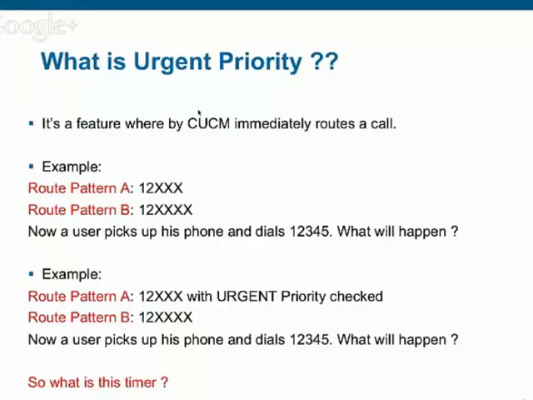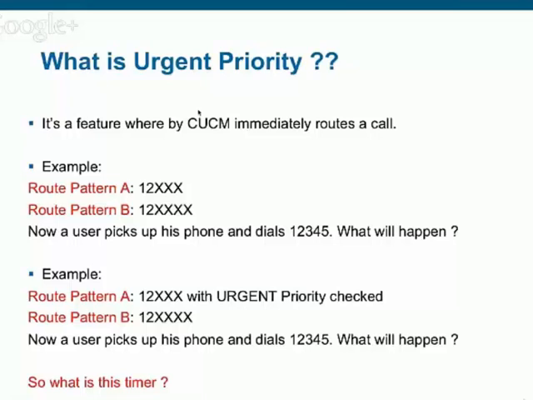This is the timer which CUCM kicks in, which is called the T302 timer, which is by default 15 seconds. So what happens is that when you dial 1, 2, 3, 4, 5 in the first example that's shown on the screen right now, CUCM will wait for 15 seconds for you to enter any extra digit, so that it can be sure that you did not wish to dial 1, 2, 3, 4, 5, 6. You are sure that you're only dialing 1, 2, 3, 4, 5.